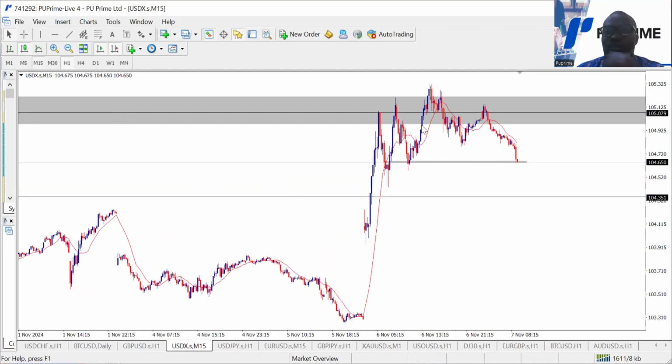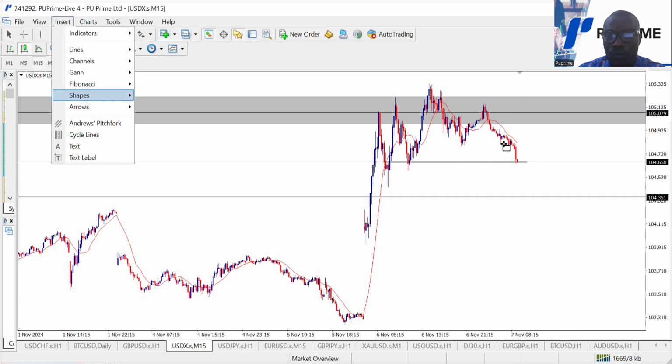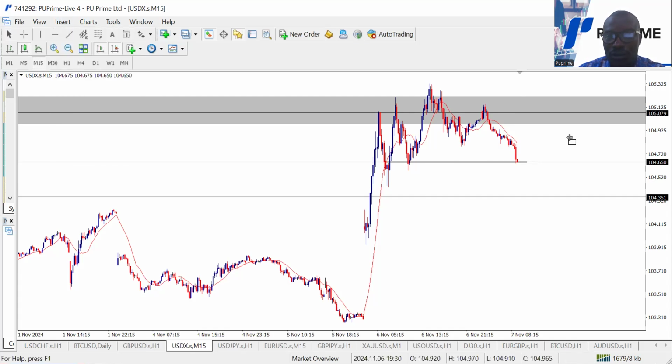What we are looking for: the market has created a higher low. We need a break of structure and also a break of this major low. Once this major low is broken, then we can have a pullback before we sell dollar index. So let's see what will happen in the market before we sell dollar index.